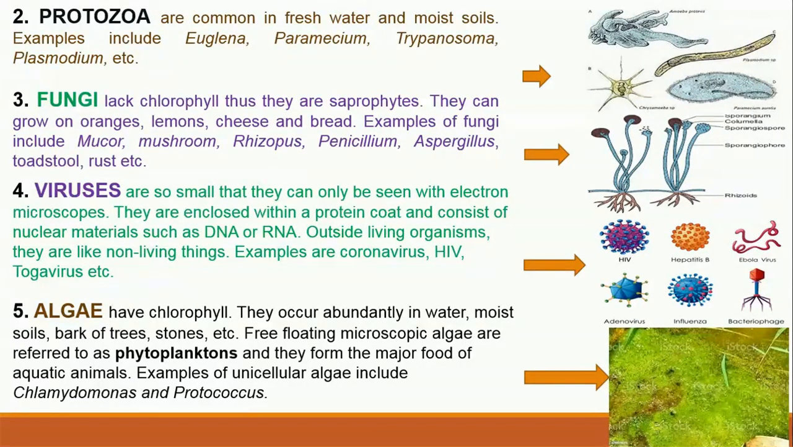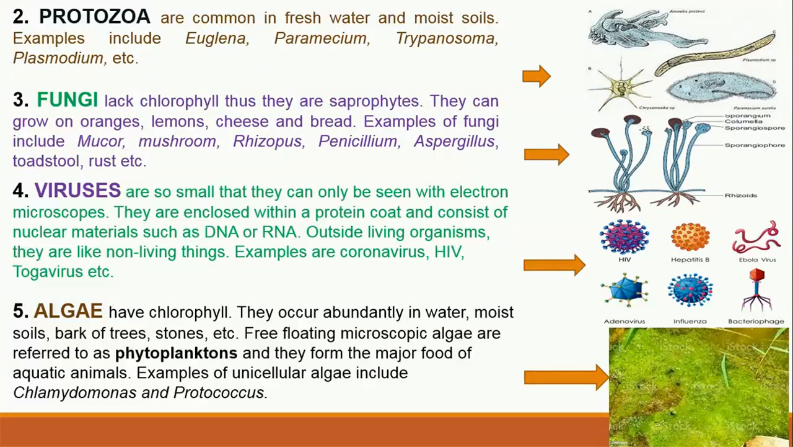The third microorganism we are looking at is fungi. Now, fungi lack chlorophyll, so that means they cannot carry out photosynthesis. Thus, they are usually called saprophytes. The meaning is that they are responsible for causing the decay of dead plants and animals. Because they feed on them, they can grow on oranges, lemon, cheese, and even bread when they are getting spoiled. Examples of fungi include mucor, mushroom, rhizopus, penicillium, aspergillus, toadstool, rust, and so on.